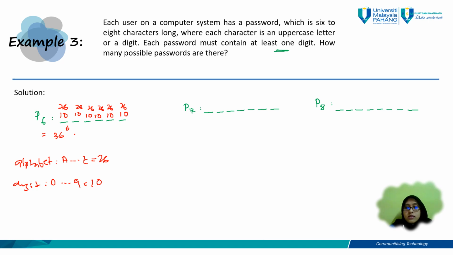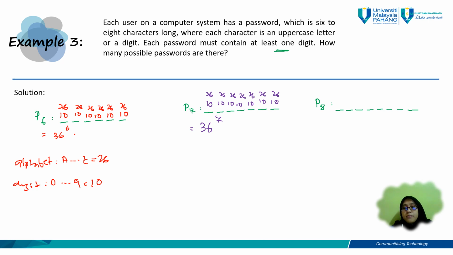Now let's go to the second task. We are going to create a password with 7 characters, with the same condition, at least 1 digit. For the first place, we have 26 letters and 10 digits. And it can be repeated. That means for the rest, we have 26 and also 10 possible ways. So the total for this password with 7 characters is 36 to the power of 7.